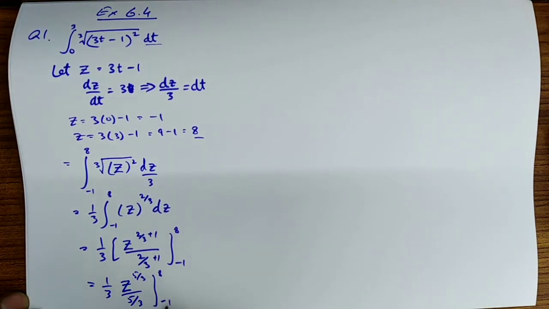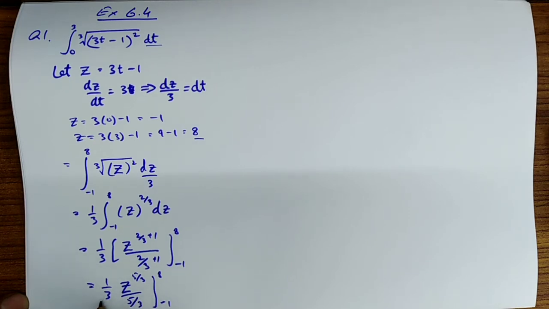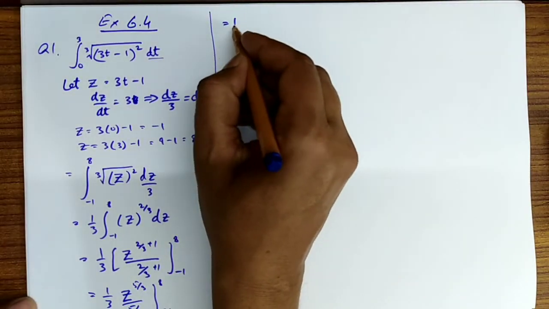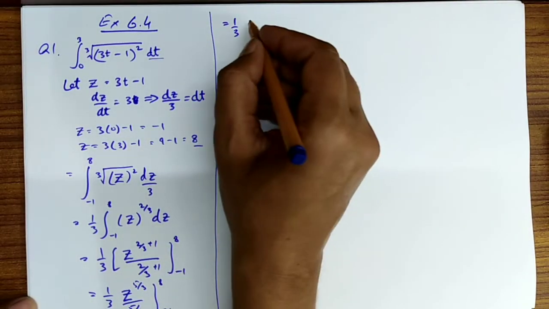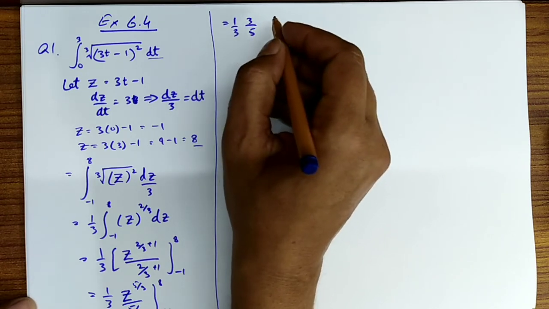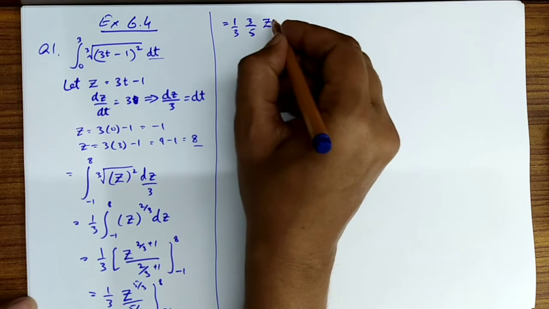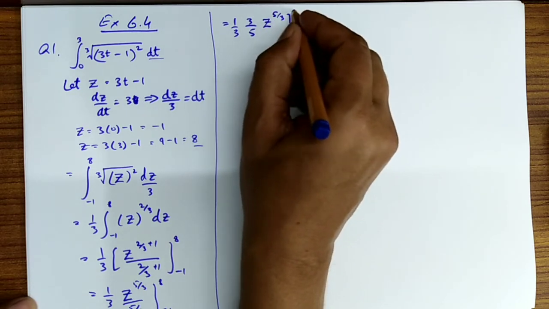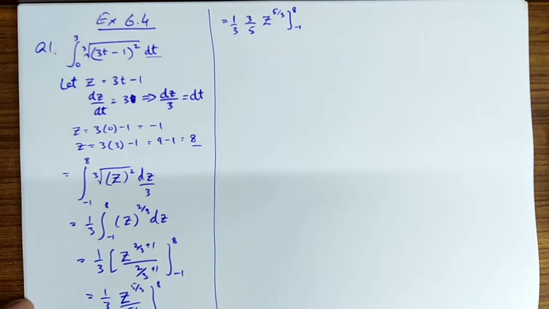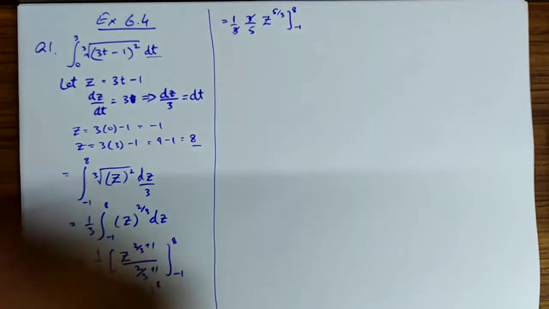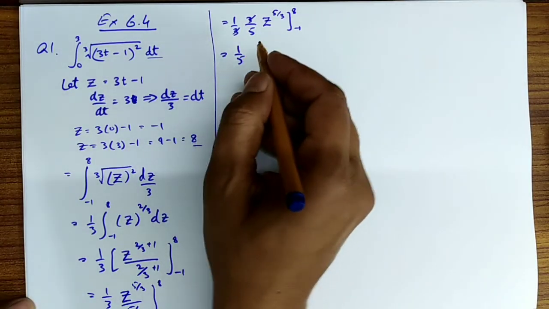This is 8 and this is minus 1. Now take this fraction just next to it, 1 upon 3. That will give me a new form, that is 1 upon 3 and 3 upon 5, that will be 5 upon 3, 8 minus 1. So I'm going to cancel out this 3 and 3 here. I'm left with 1 upon 5.